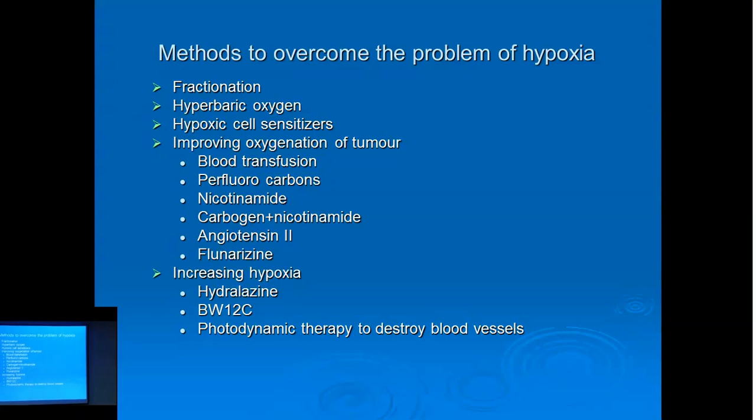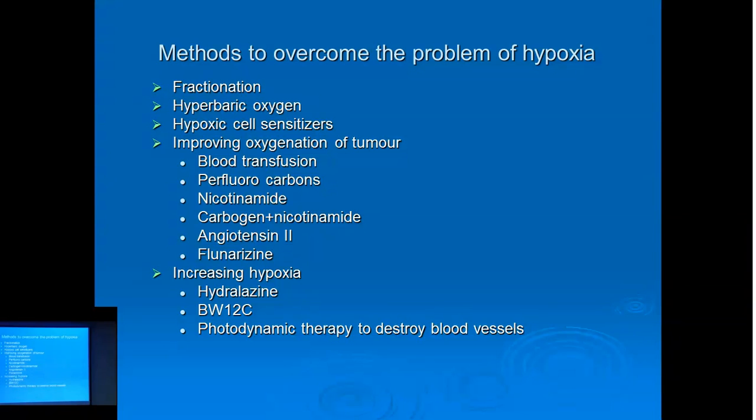And methods to overcome the problem of hypoxia, so many different techniques have been tried: fractionation, hyperbaric oxygen, hypoxic cell sensitizers, and I already explained these things. Hyperbaric oxygen was tried and found to be successful in some of the tumors, but the practical difficulties in using the hyperbaric oxygen technique made people discontinue it. But radiobiologically it's very sound and it has worked in the clinical trials.